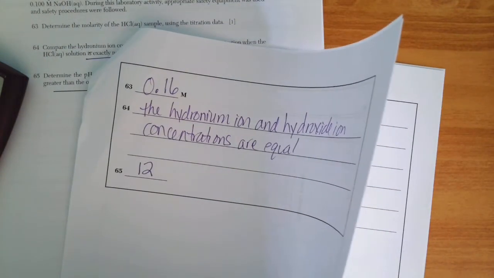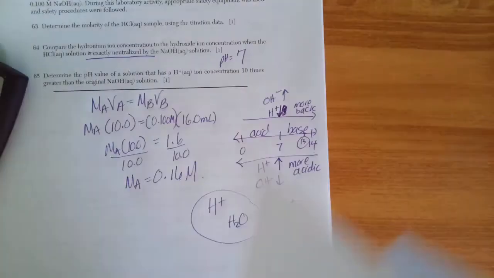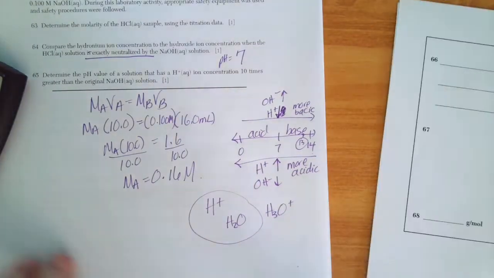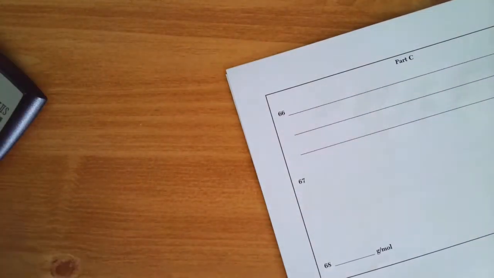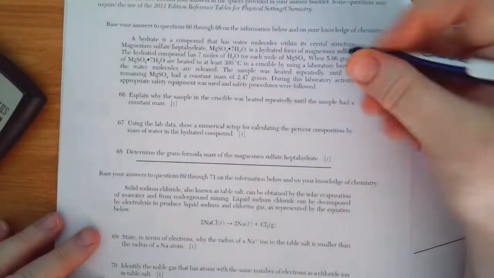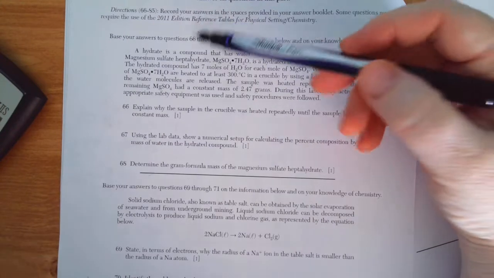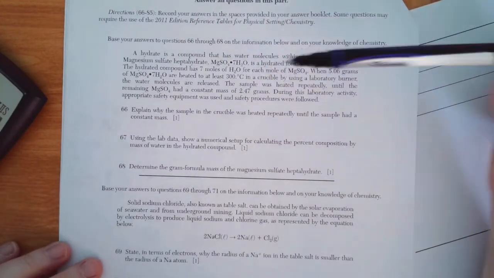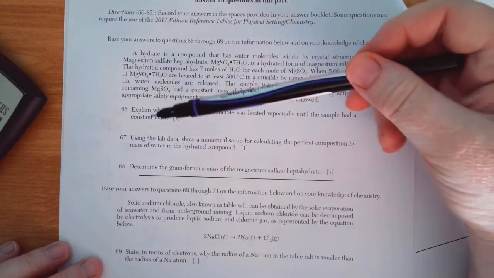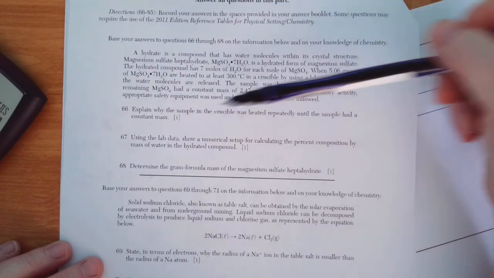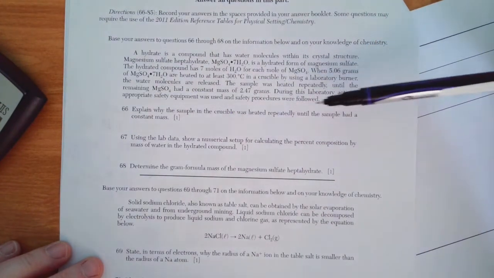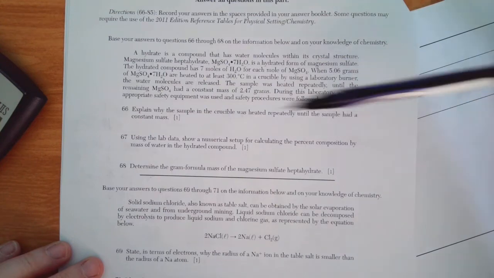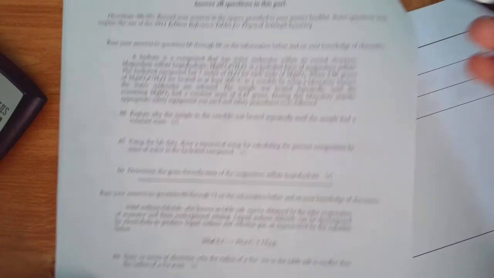All right, let's turn the page. We're moving on to C. We finished B1, but we're still working on the written questions. I'm going to skip this reading, it's for 66 through 68, and go to the questions. I'll probably need some information from here, but let's just continue. Explain why the sample in the crucible was heated repeatedly until the sample had a constant mass. Okay, I guess I better read.